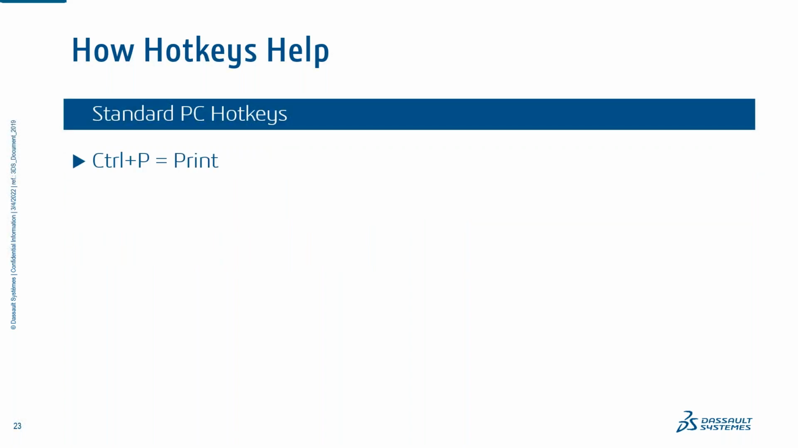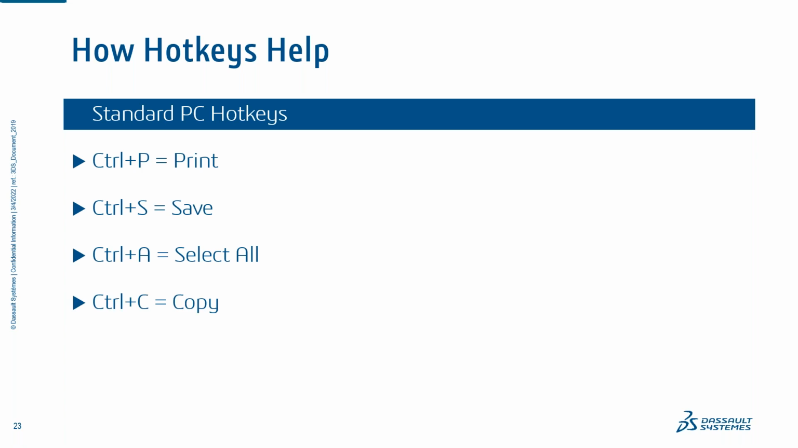All right. So we have your standard PC hotkeys. Everybody should know these already. Print, save, select all, copy. My favorite one is highlighted. It's Control-Z. It's the undo command.